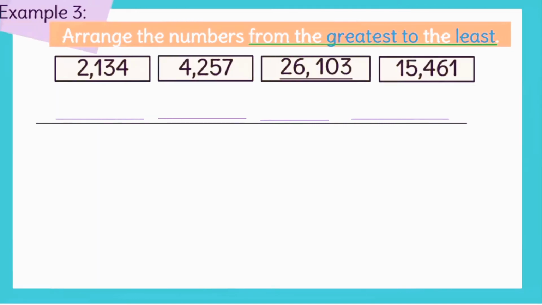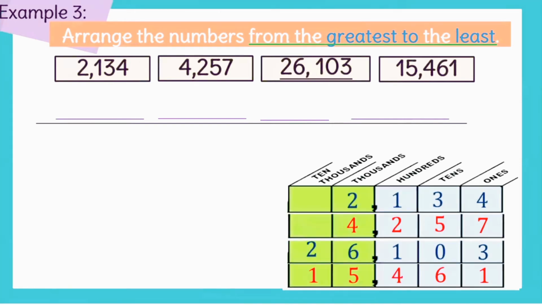Example number 3, we have to arrange the numbers from the greatest to the least. Again, from the greatest to the least. A while ago, it was from the least to the greatest. This time, from the greatest to the least, from the biggest to the smallest. So again, put all the digits in the place value table.